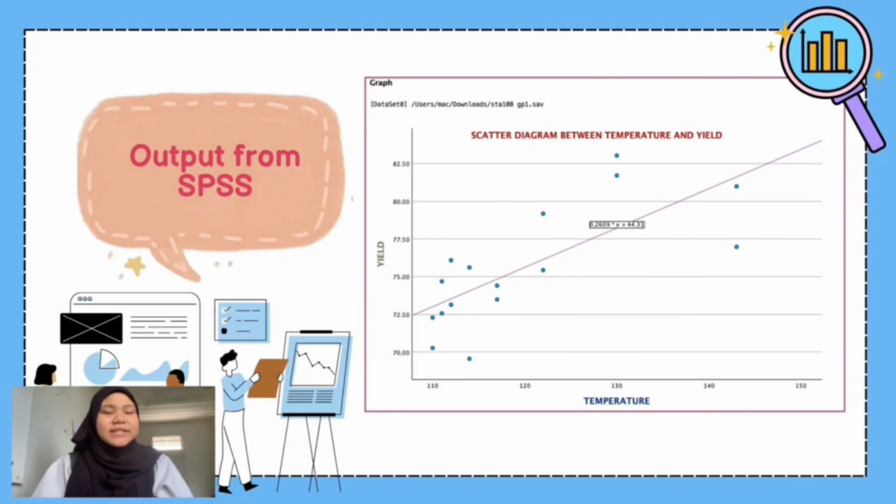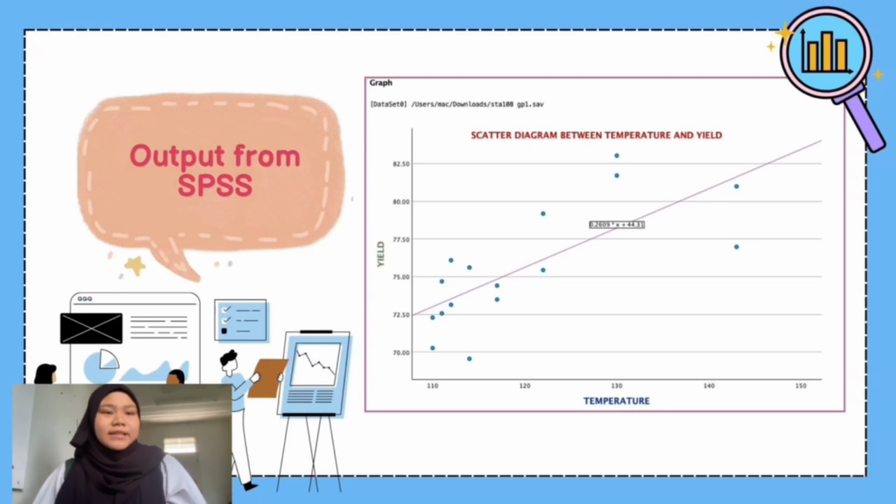The scatter plot shows the relationship between temperature and yield. As we can see, it shows a moderate positive correlation between the temperature and percentage of yield because it is scattered in ascending order. This means that when the temperature increases, the percentage of yield also increases. The linear regression equation shown in the scatter diagram is y equals 44.31 plus 0.2609x.